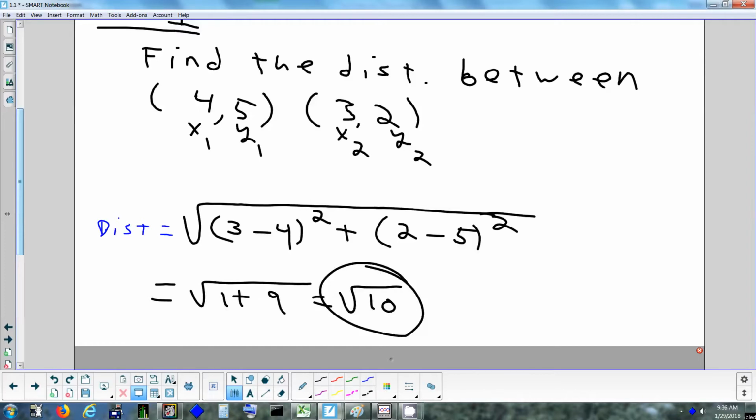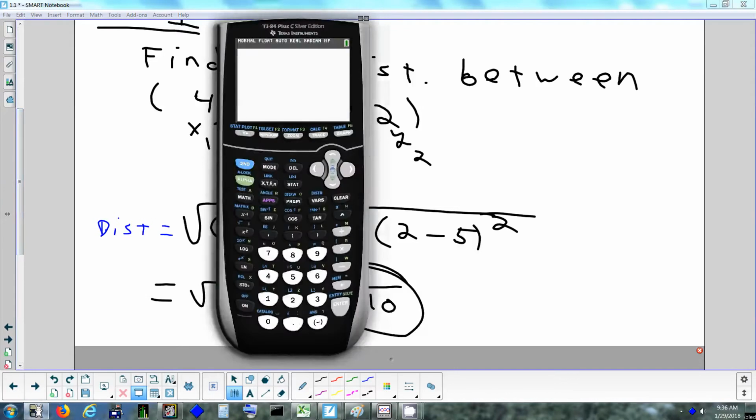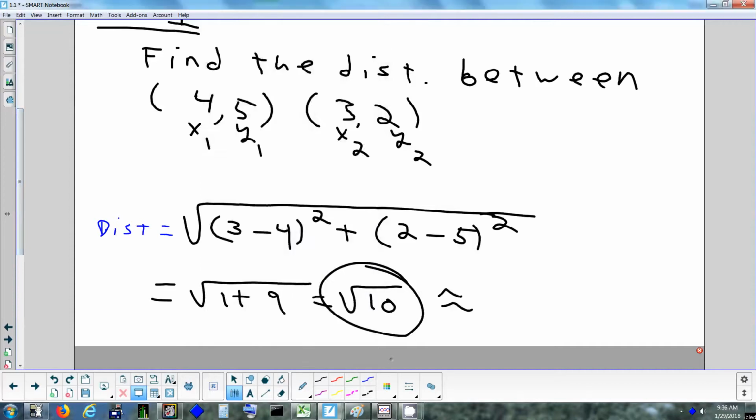This is a problem that if they wanted you to leave it as a square root, you're done. There's nothing else to do there. If they wanted it as a decimal, just on your calculator, type in square root of 10, and it's about 3.16. Generally, if they don't tell me in the directions to round it to a decimal, I just leave it as a square root. Okay, any questions on that one?